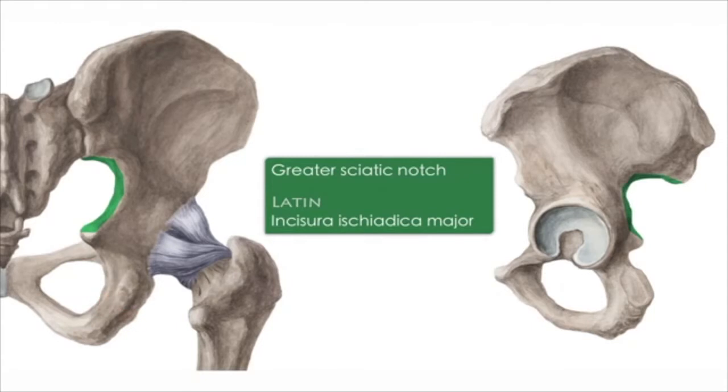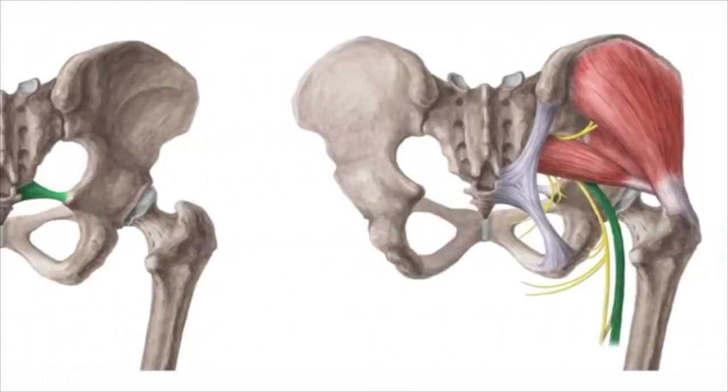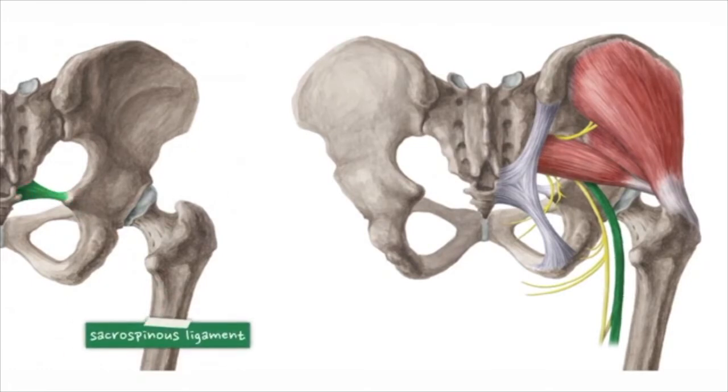Now, an important thing that you need to know is that once you add this important ligament, known as the sacrospinous ligament, then this notch will become what is known as a foramen. And this foramen is then used by a lot of important structures to pass through, including the piriformis muscle and this structure that you see here highlighted in green, a very important nerve known as the sciatic nerve. So this is passing through that foramen that is formed by this ligament and the greater sciatic notch.